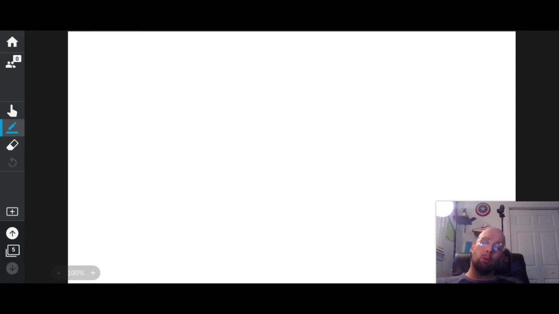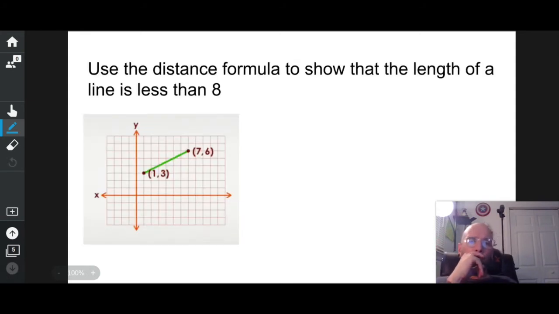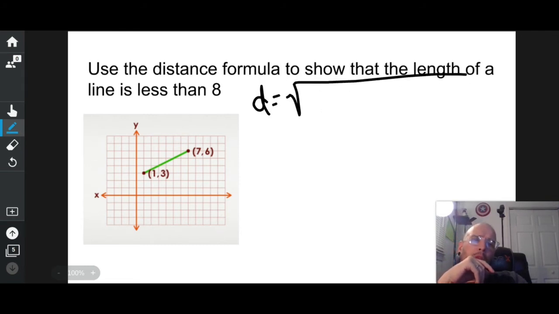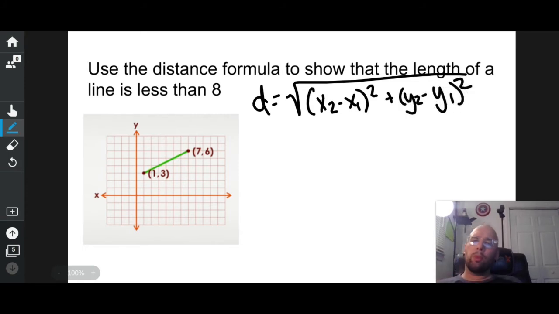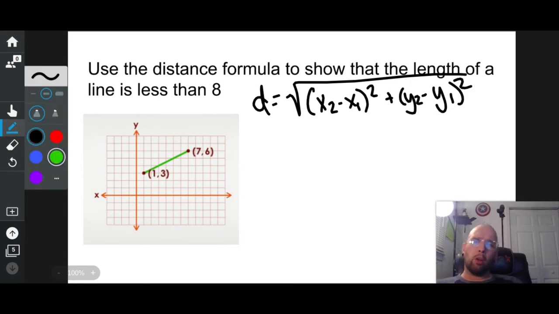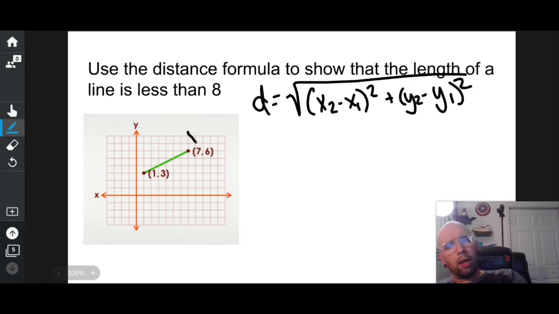Failed. One more. Use the distance formula to show that the length of a line is less than 8. So the distance formula is a big square root of x sub 2 minus x sub 1 squared plus y sub 2 minus y sub 1 squared. I have 2 points. Doesn't matter which one's which. I'm going to call you x sub 1, y sub 1. And I'm going to call you x sub 2, y sub 2.